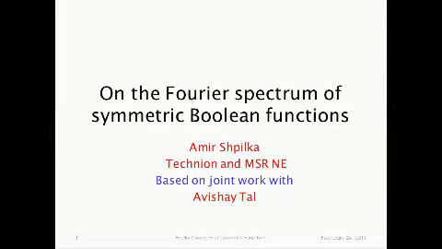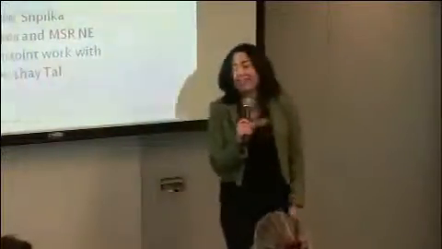We are happy to have Amir Shpilka, who used to be at the Technion. No, he's at Technion, but he's here for the year. And he is going to talk about the Fourier spectrum of symmetric Boolean functions.